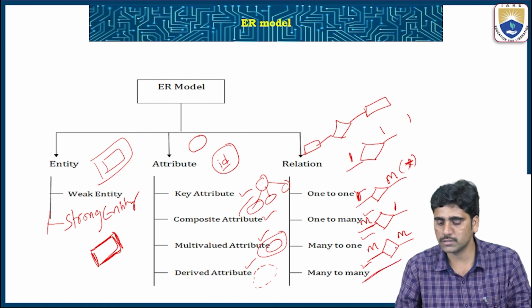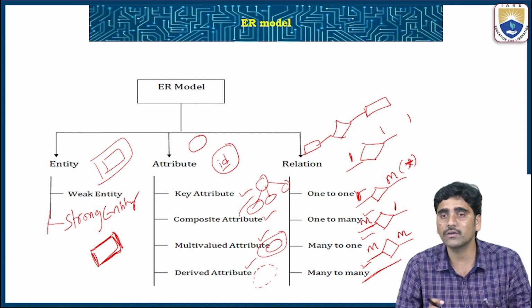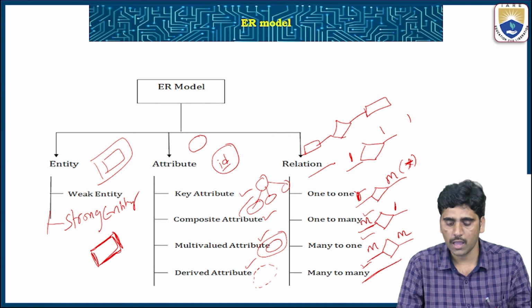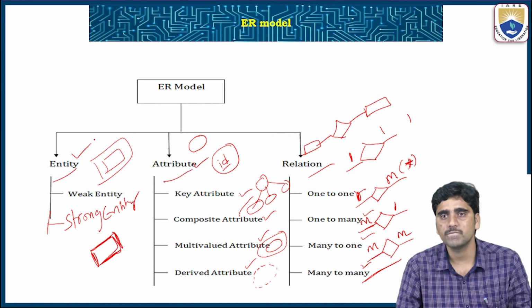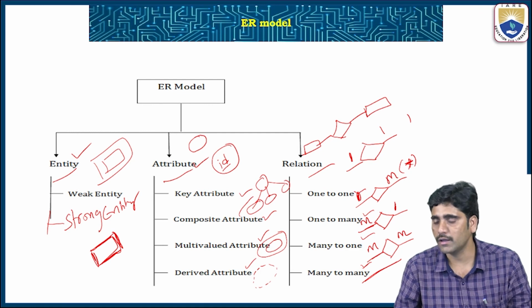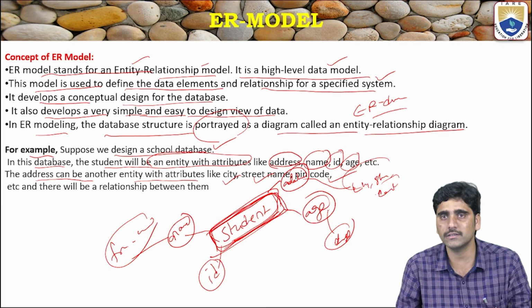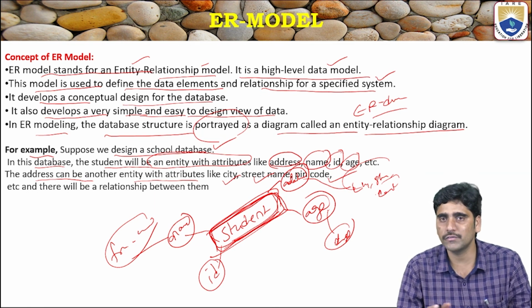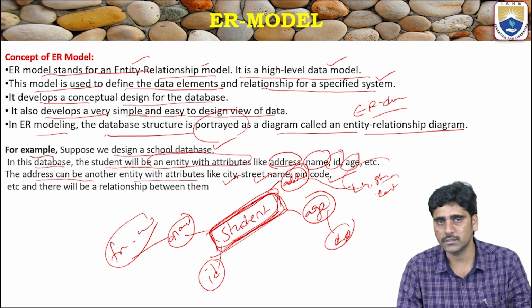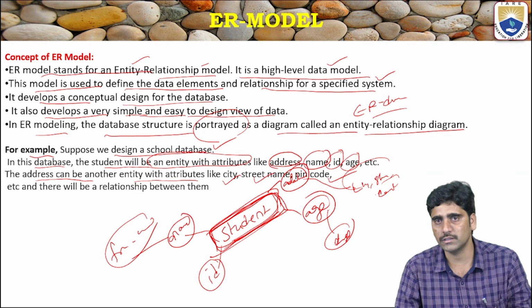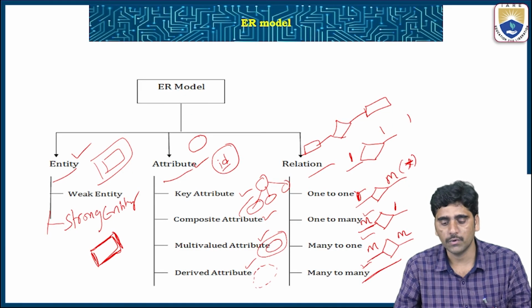So these are all the symbols that you are going to use to represent relations, attributes, and entities. This is all about the ER model. An ER model is a very high-level model used to design different database software with the help of entities, attributes, and relationships. This model is also used to design the database in a simple and easy way. So this is all about the ER model.